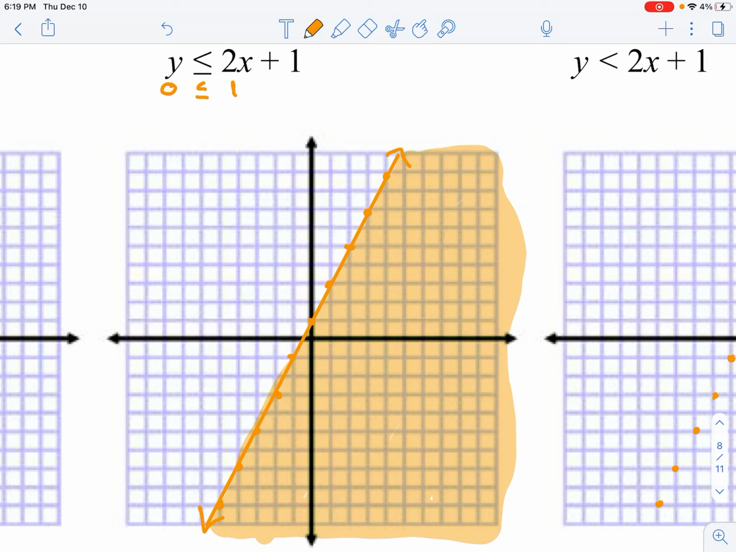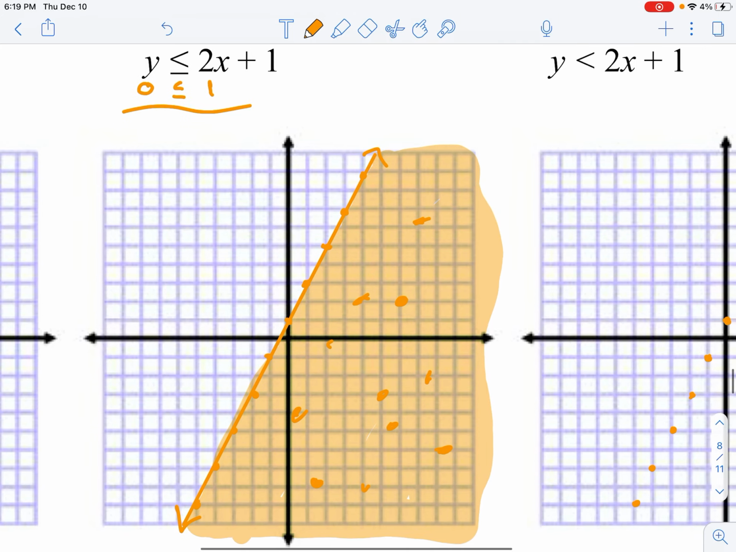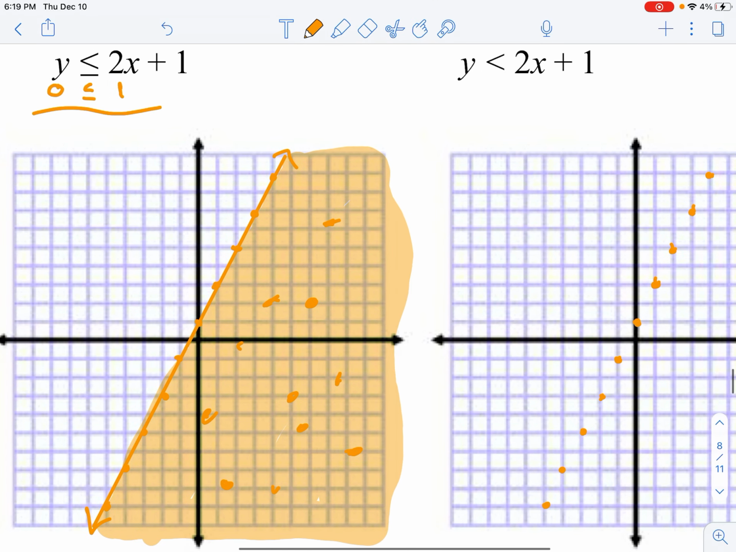There we go. What does that mean? That means I could pick any point that's right here, right here, right here, right here, right here, right here. Any of these points, you could plug them in for your x and y in that inequality, and they would be true. Okay, so let's move on to the last one.